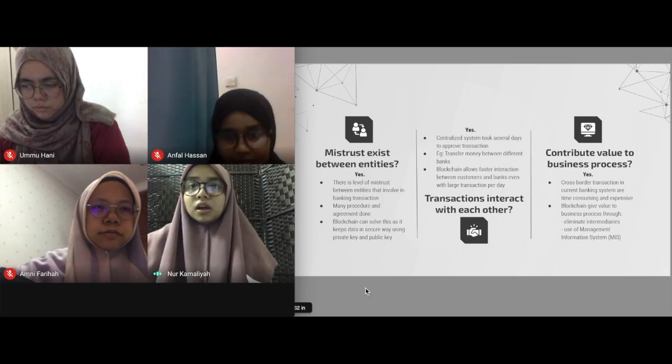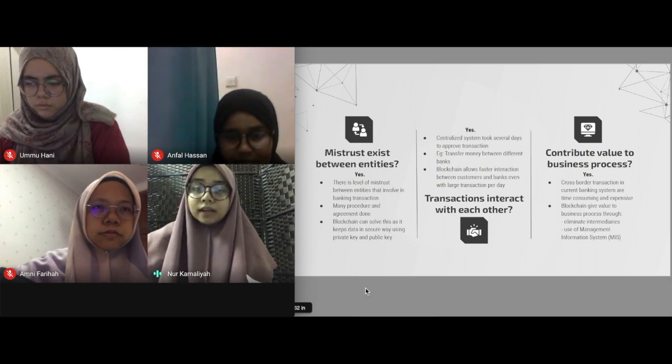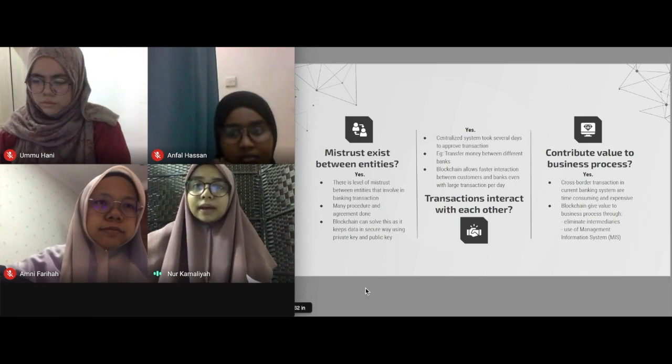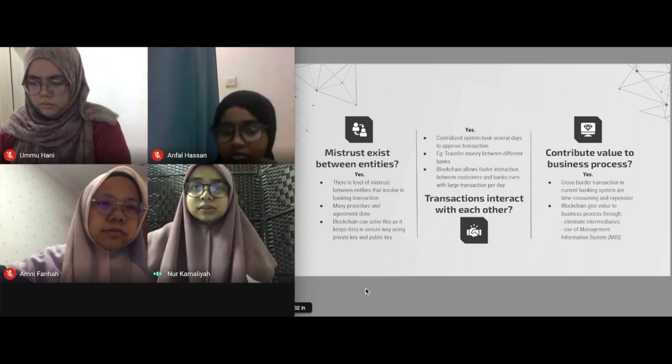For example, in the slide, if you want to transfer money between different banks, you cannot do it in just one day. It takes a minimum of 3 days to transfer the money to another account between different banks. So with blockchain, it allows faster interaction between customers and banks.